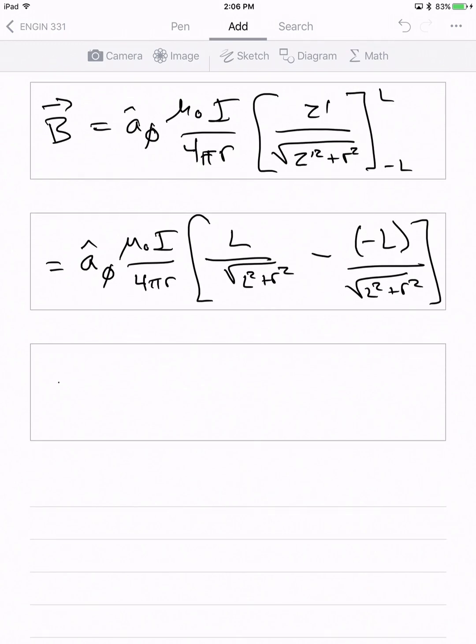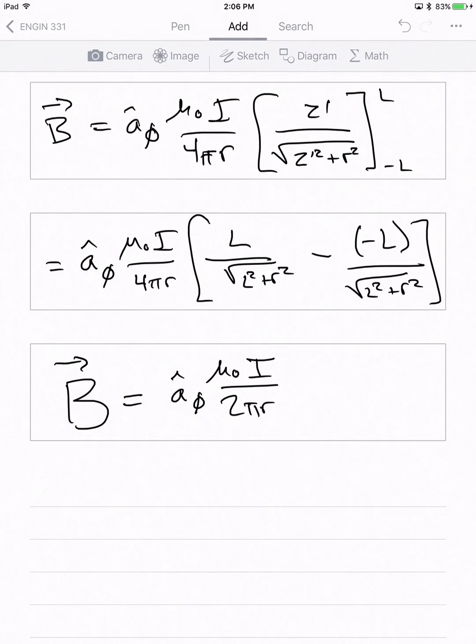So then our result, B, is equal to a hat phi mu naught I over 2 pi r, because we combine these two, we add them together, and we get a 2L on top, times L over square root L squared plus R squared, which is the same as we got last time. Same answer, slightly easier integral, Biot-Savart.